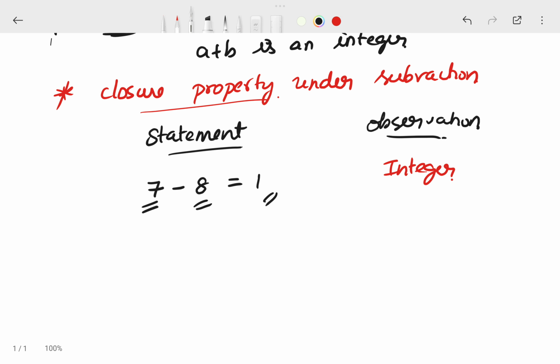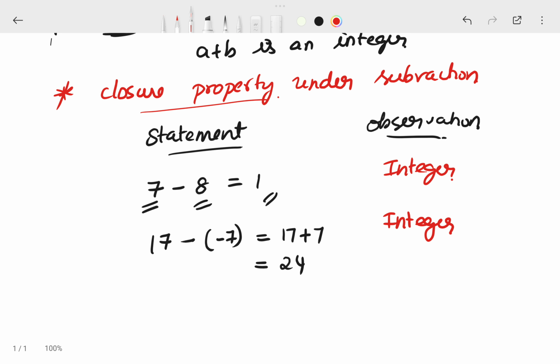Now we'll take another example: 17 subtraction of -7, which is 17 plus 7, which is 24. So this is an integer. You can see here 17 is an integer, -7 is an integer, and the answer we are getting, 24, is also an integer.